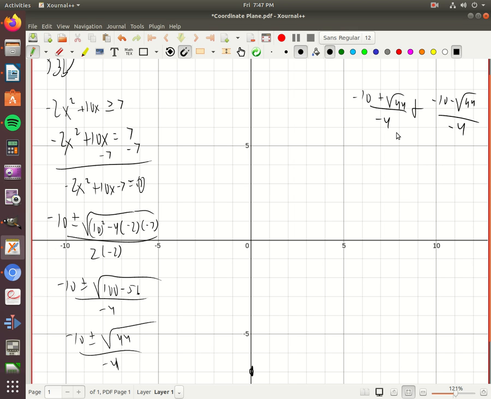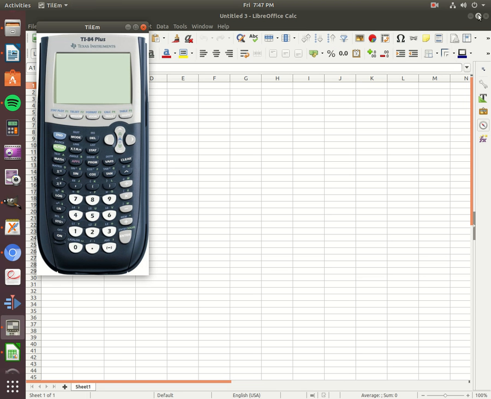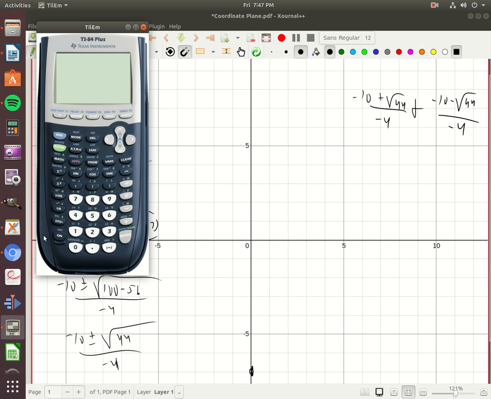Okay, so again, I'm going to go to the calculator here. Uh-oh, pushed the wrong button. That jumped on me there. So if I go negative 10, remember you've got to go negative 10, not minus 10, plus the square root of 44. I'm just going to enter here, and then I'm going to divide by negative 4. So you can see I get 0.841.